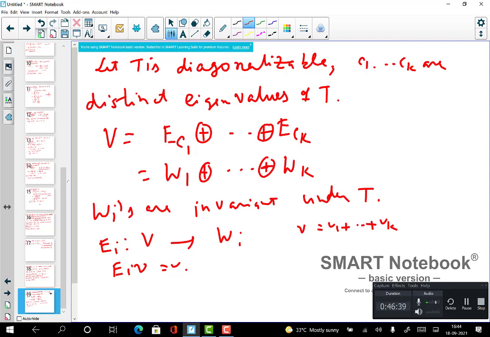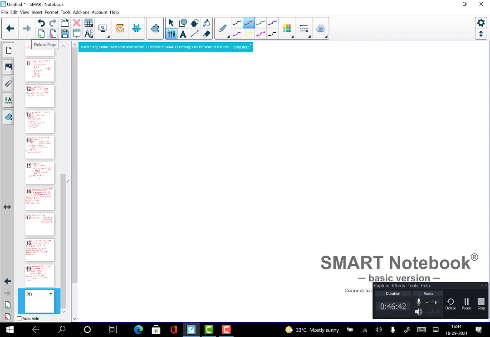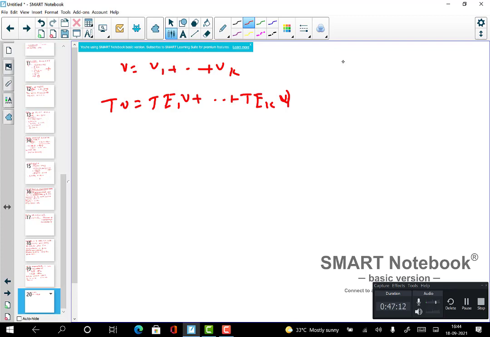We already proved that this satisfies the property that the identity is equal to the linear sum of these. So this V will be equal to V1 + V2 + ... + Vk. Once you apply T on this, that will be nothing but T of E1 of V, since V1 is nothing but E1 of V, and so on up to T of Ek of V. These Vi's are nothing but Ei's of V.